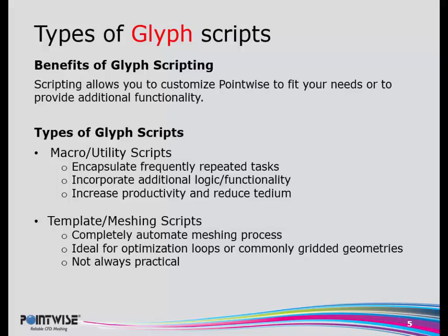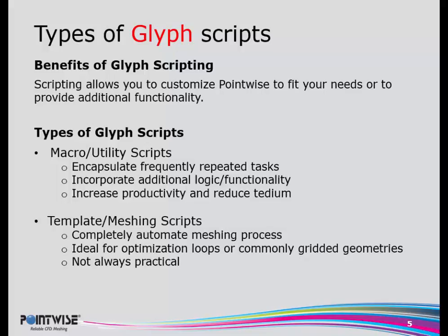Now, there are 2 types of glyph scripts that you can create in Pointwise. The first is a utility script or a macro. So you're encapsulating something that's very repetitive, maybe very tedious. Probably my favorite example of this is from my meshing experience when I'm doing solid modeling and I'm in the quilting stage. So I've created my model and I'm trying to create as few quilts as possible, so that when I mesh the model, I get as few domains as possible that represent something physical.